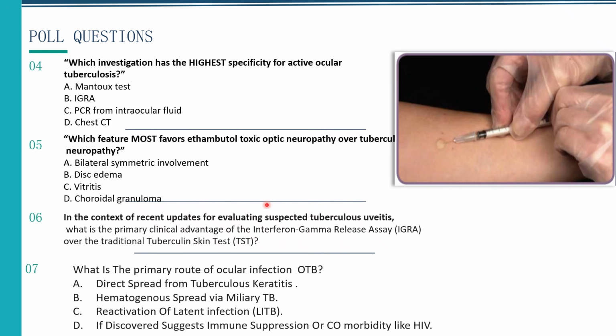And which feature most favors ethambutol toxic optic neuropathy over tuberculous optic neuropathy? And also, in the context of recent updates for evaluating suspected tuberculous uveitis, what's the primary clinical advantage of interferon gamma release assay over the traditional tuberculin skin test? You should know about this. Also, what's the primary route for ocular infection? Is it direct spread from tuberculous keratitis, for example, or tuberculous scleritis, or is it hematogenous spread from miliary tuberculosis, or reactivation of latent infection, or, if discovered, does it suggest immune suppression and comorbidity like HIV?